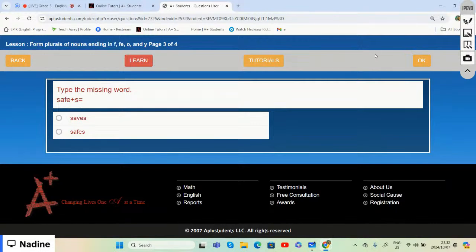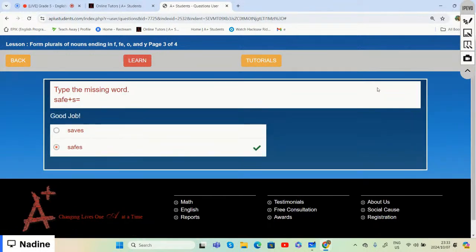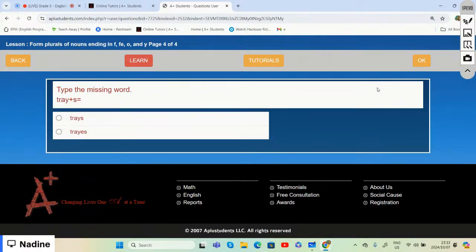All right, yes. And if we want to type the missing word, safe plus S is safes. Option two, not with a V. So well done. Option two, safes, where we just add an S. Tray. Tray plus S. Is it trays, option one, or trays, option two, with an ES? Which one is correct? Option one or option two?